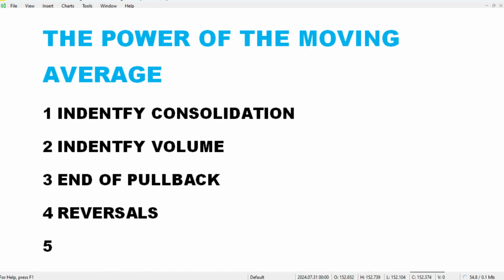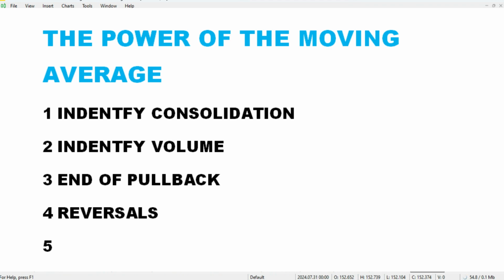So utility number 4, reversals in the market. The 200 exponential moving average can be used to identify reversals in the trend. Whether the market environment is bullish or bearish, if the market is trending strongly, one of the key things you need to look for as a trader to identify reversal is either consolidation or strong pullbacks. When the trend is very strong, price will always establish weak pullbacks. And when the trend is very weak, price will always establish strong pullbacks.